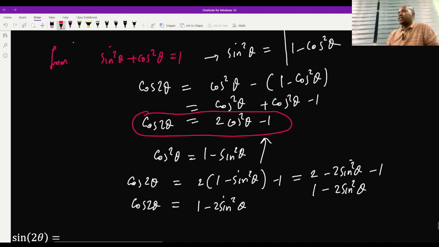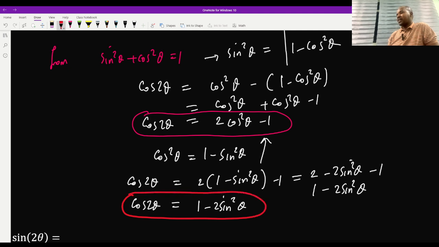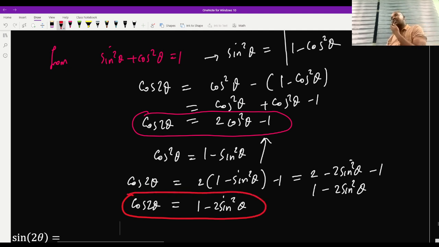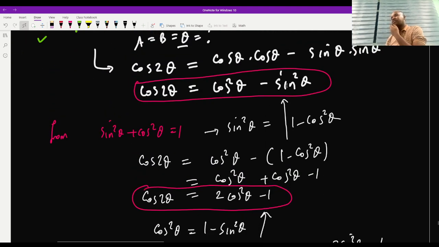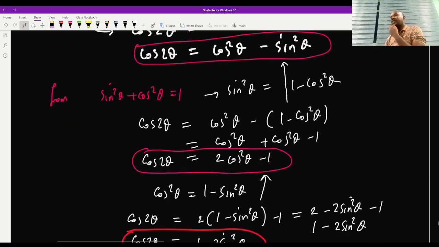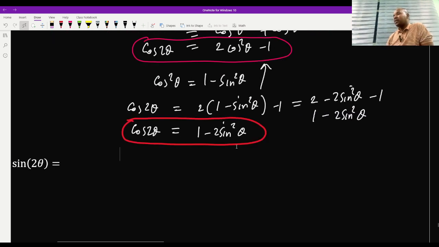So that is another double angle formula corresponding to cosine 2 theta. So cosine 2 theta can actually be expressed in three different forms. The first form is cos squared theta minus sine squared theta. The second one is cos 2 theta equals 2 cos squared theta minus 1. And the third form is 1 minus 2 sine squared theta.